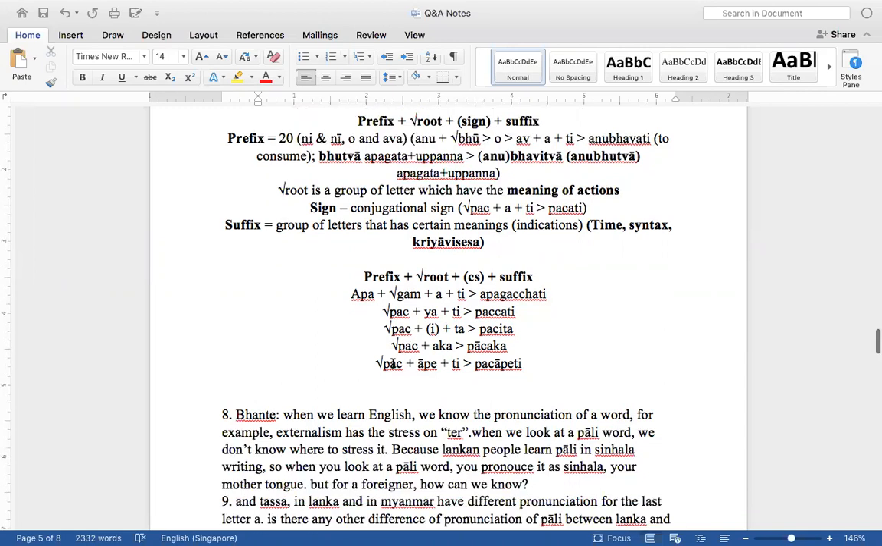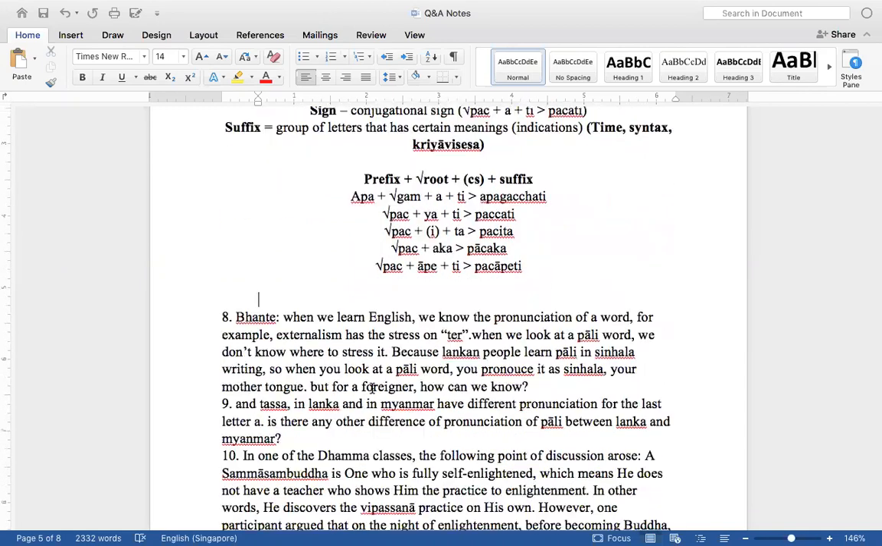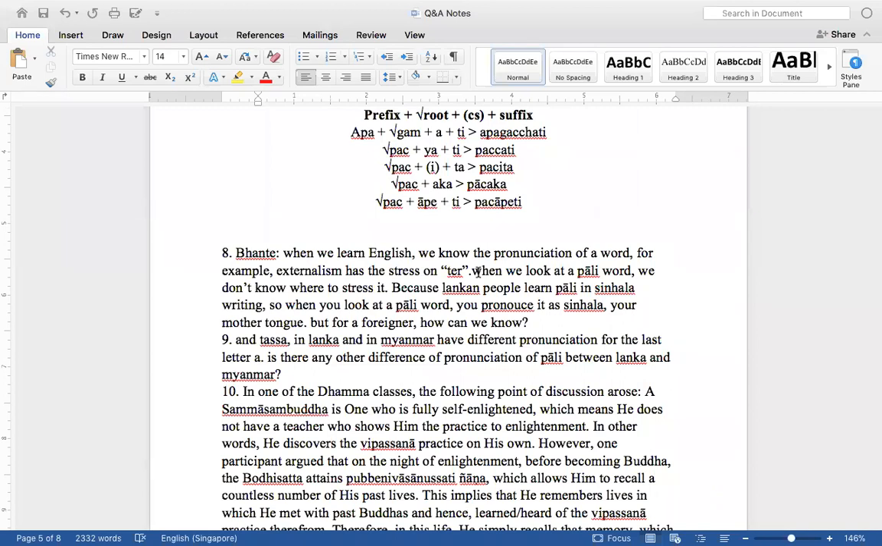So the next question, shall I ask? Yes. Bhante, when we learn English, we know the pronunciation. For example, externalism has the stress on ter. When we look at a Pāli word, we don't know where to put the stress. When you look at the Pāli word, you pronounce it as Sinhala, your mother tongue. But for a foreigner, how can we know it?